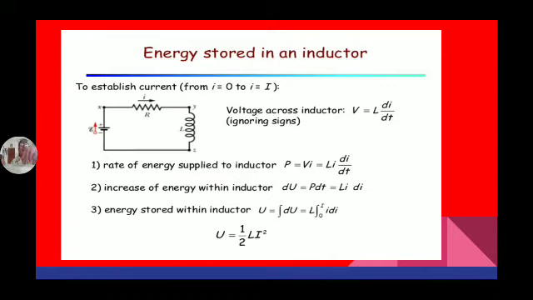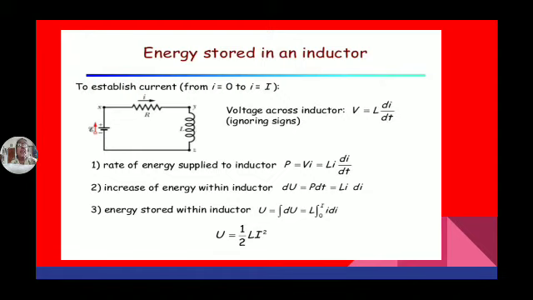Now how will we derive it? Take this circuit. Voltage is applied to the inductor through a resistor R, and the current passing through the inductor is I. Then what is the voltage across the inductor? That can be given by V equal to L di by dt. Now energy is nothing but power into time. What is the power? The product of voltage and current is power.